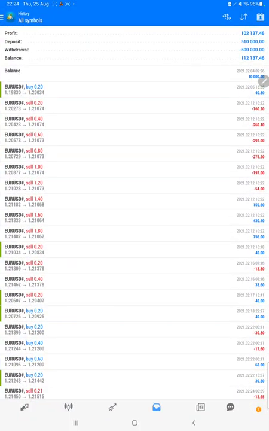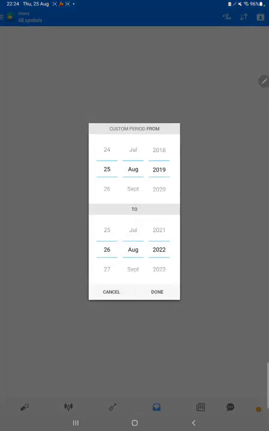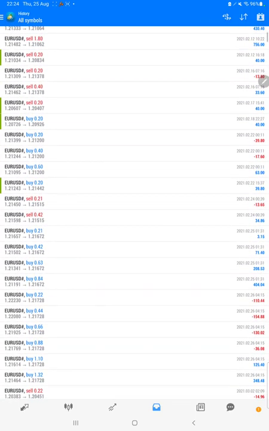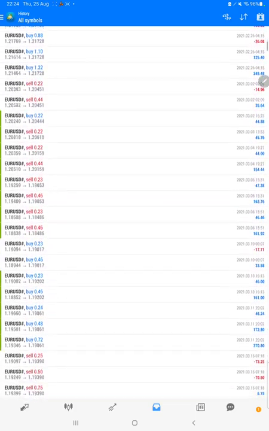Starting for a new update, first of all we will verify the trading account history on MT4. We will select a custom period here, so total history will be available, and the total profit is $102,000, and this is a current balance $112,000. We can check each and every trade here, how much profit and loss we have made.